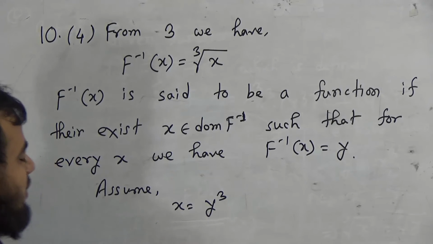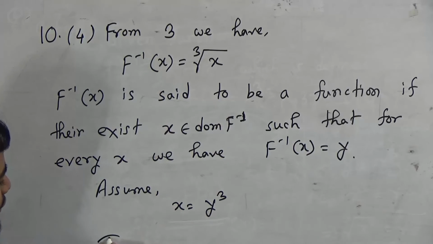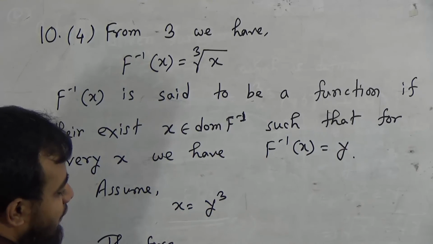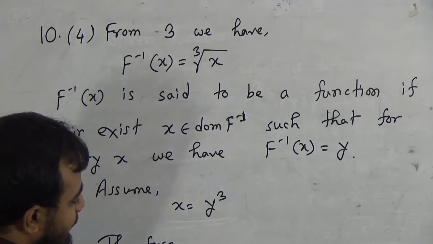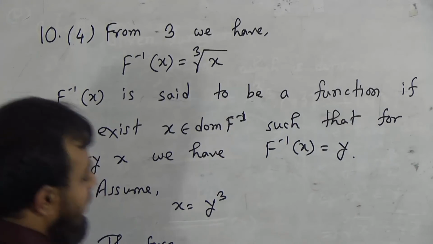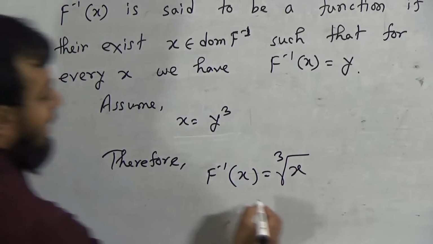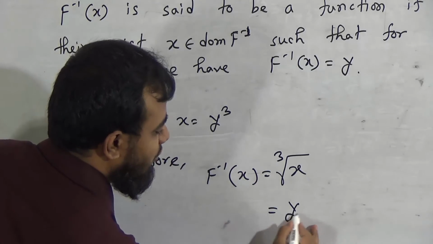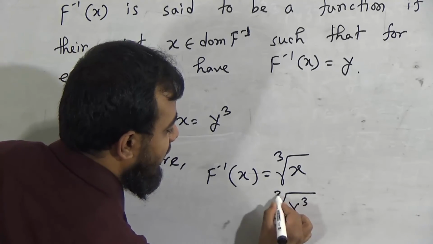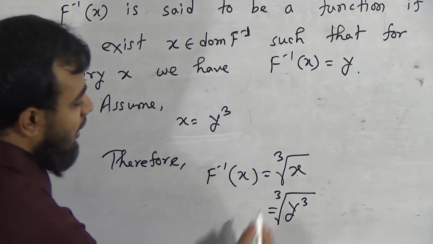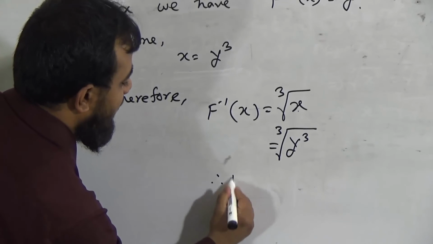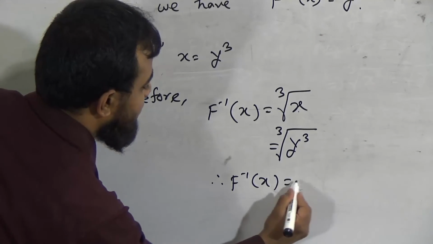Now what can we write down? Therefore f inverse of x can be written as cube root of x, and we know the value of x. We already assumed y cube, so the value of x is y cube. Now this cube and cube root should be omitted. That means we can write down, therefore f inverse of x is equal to y.